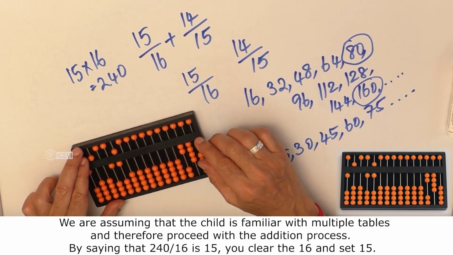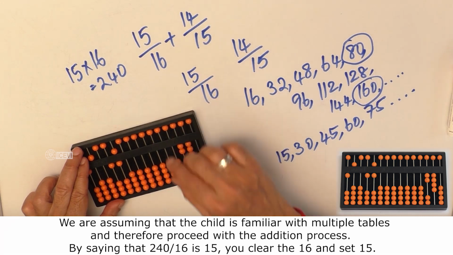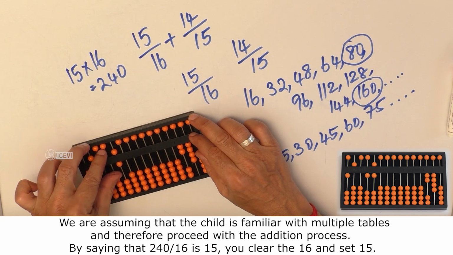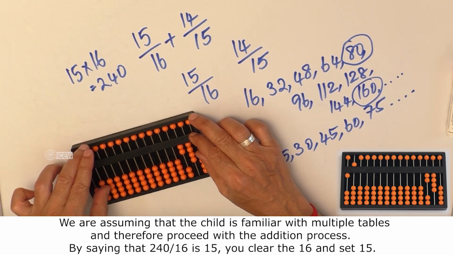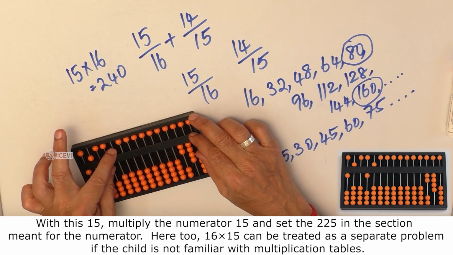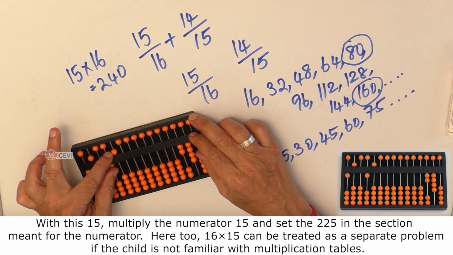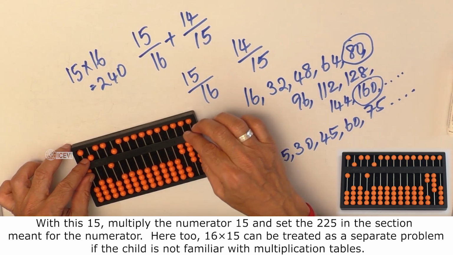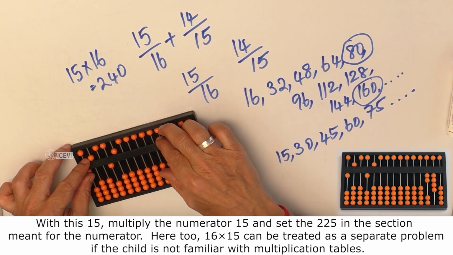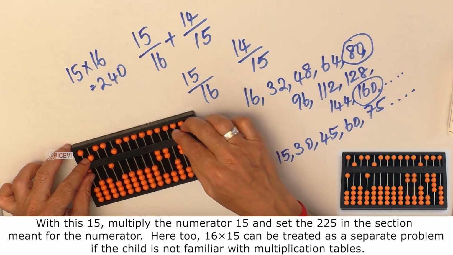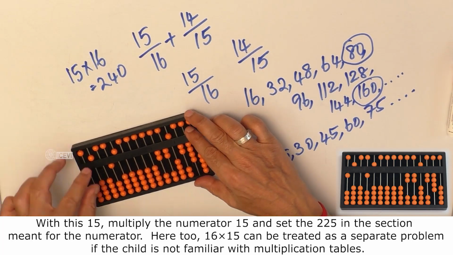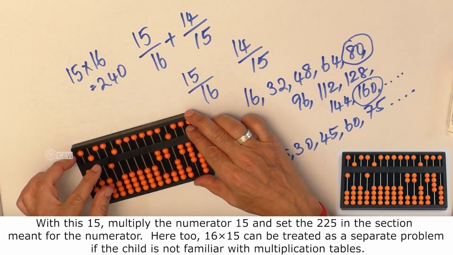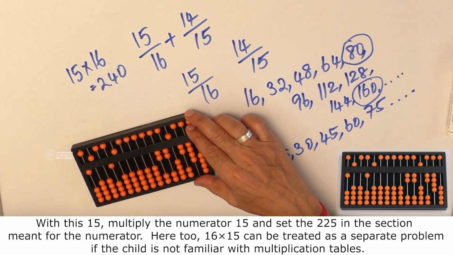By saying 240 divided by 16 is 15, you clear the 16 and set 15 there. With this 15, multiply the numerator 15 and set the 225 in the section meant for the numerator. Here too, 16 multiplied by 15 can be treated as a separate problem if the child is not familiar with the multiplication tables.